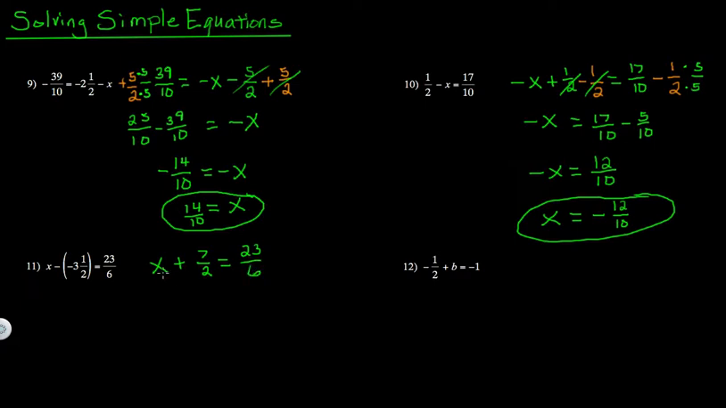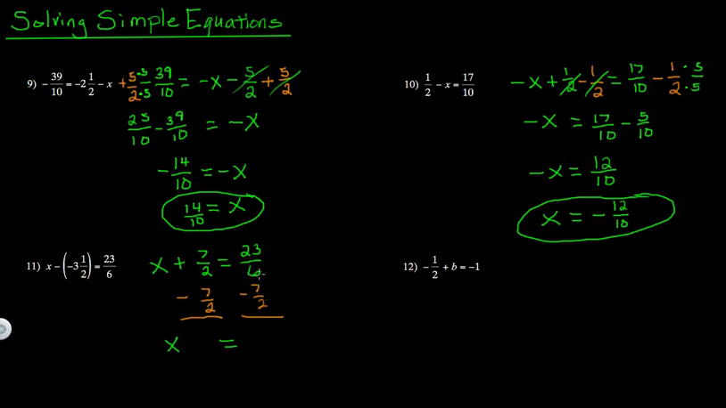What's being done to our variable? We're adding 7/2 to the variable. So therefore, to undo that, we need to subtract 7/2 from both sides. So minus 7/2, doing it vertically this time, minus 7/2. So on the left, we have x plus 7/2 minus 7/2. The 7/2 cancel out, we're left with x. So we get x is equal to 23/6 minus 7/2.